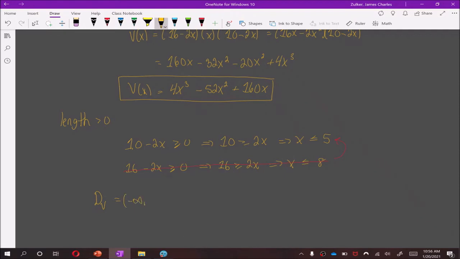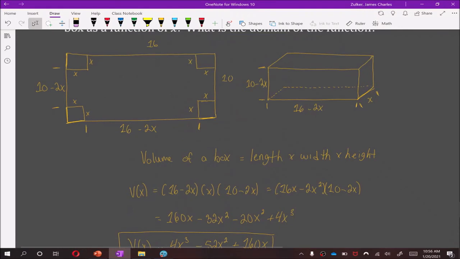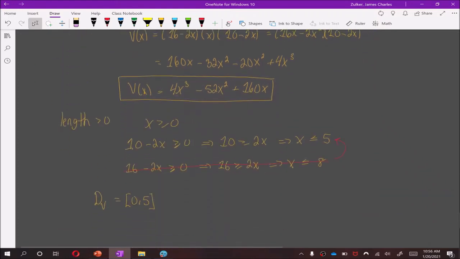Theoretically negative infinity. No, it has to be 0, right? Sorry, 0 to 5, right? Because we also have to have x being greater than or equal to 0 because of this condition right here. So this would be our domain.